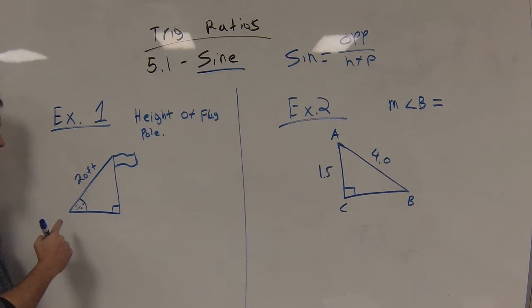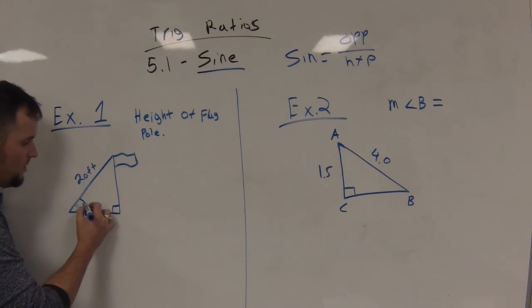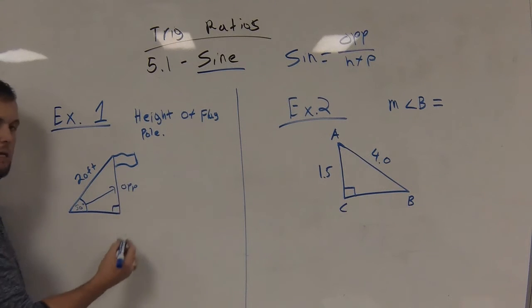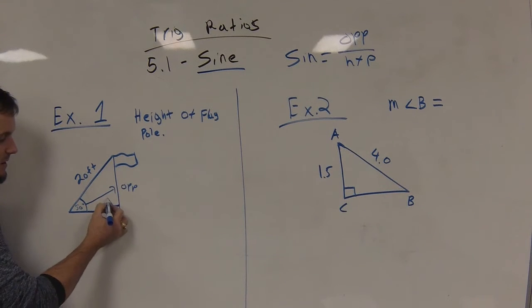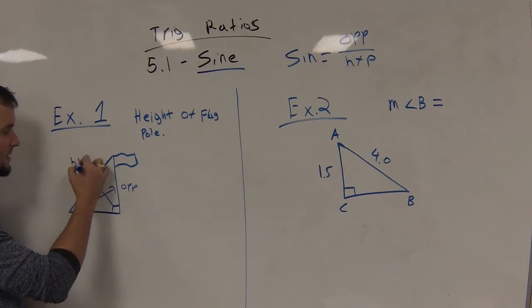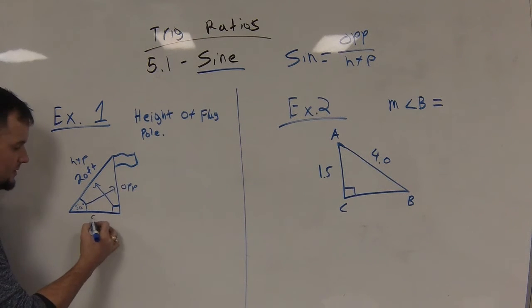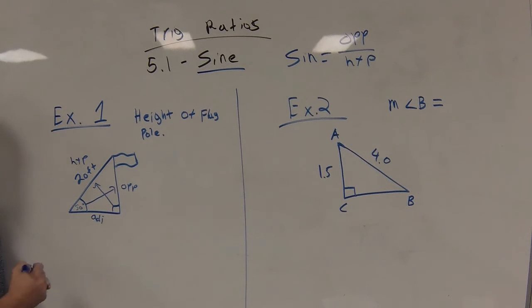So right now, ladies and gentlemen, if we look here, I'm going to go all the way across, and this is going to be my opposite side. Then the side opposite of the 90-degree angle is obviously going to be your hypotenuse. And then the third side is going to be adjacent to this angle here.